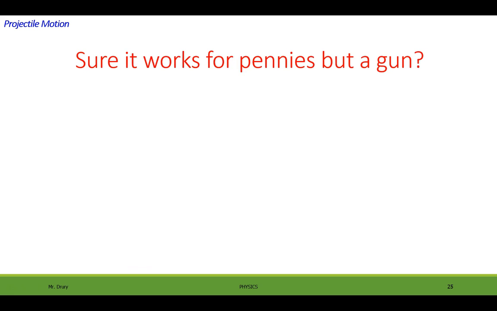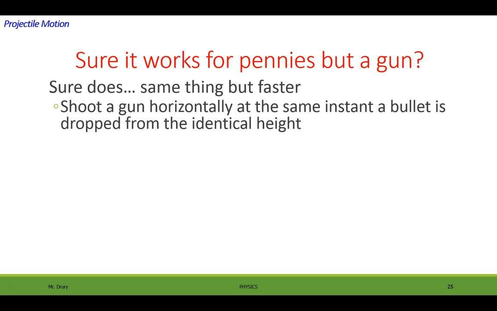And you're going to say to yourself, sure, it works for pennies, but would it really work for a rifle being shot? Yeah, it's the same thing, but only faster. Shoot a gun horizontally at the same instant you drop a bullet. They have to be from identical heights, you have to have the gun completely horizontal, and you can't worry about the earth curving and stuff like that.